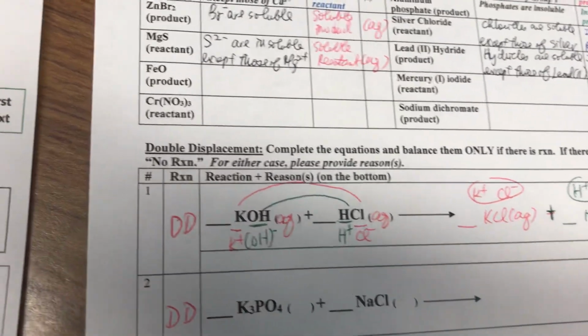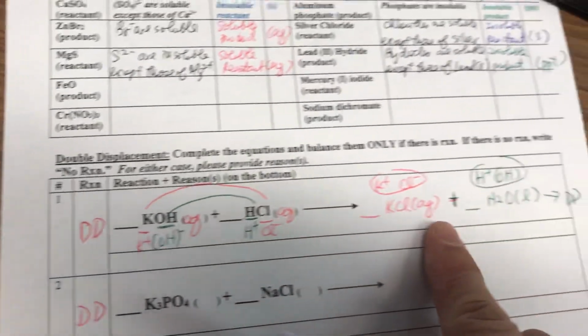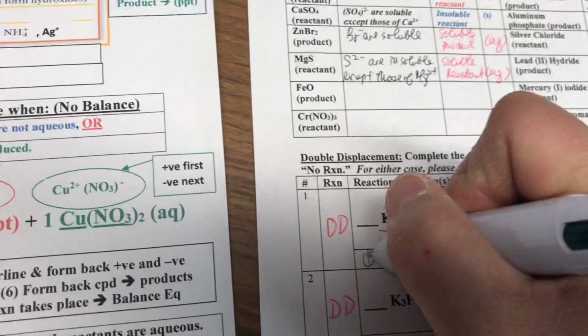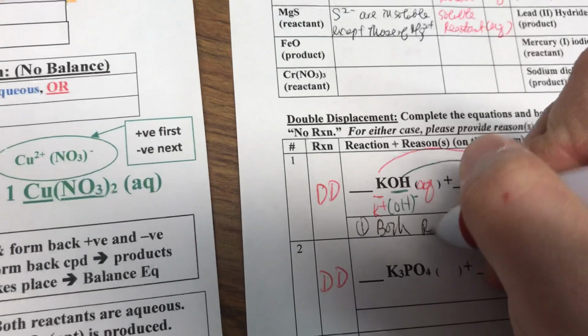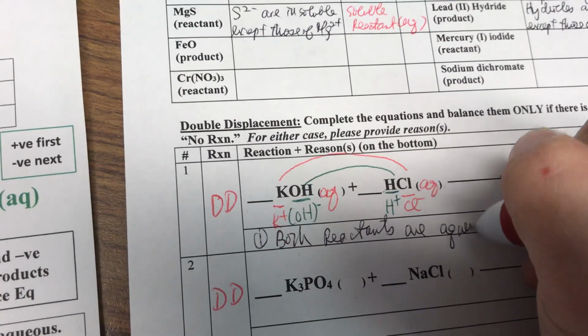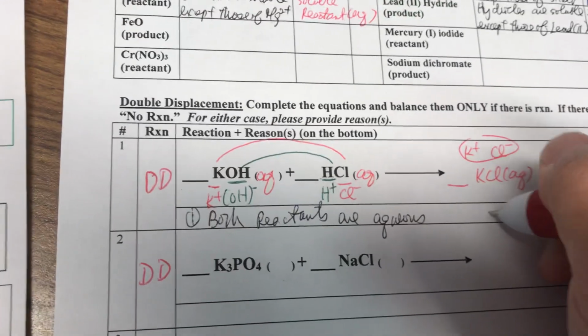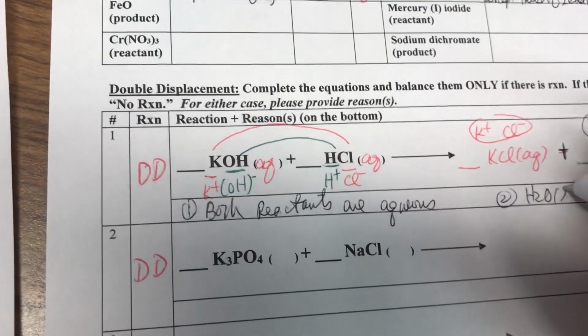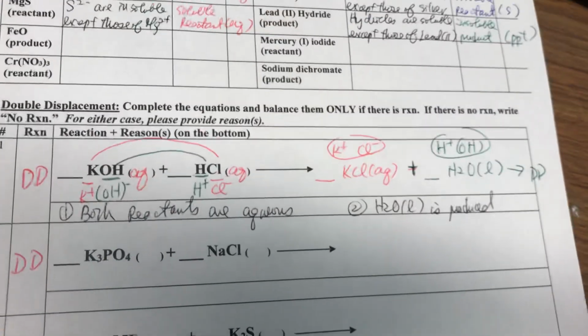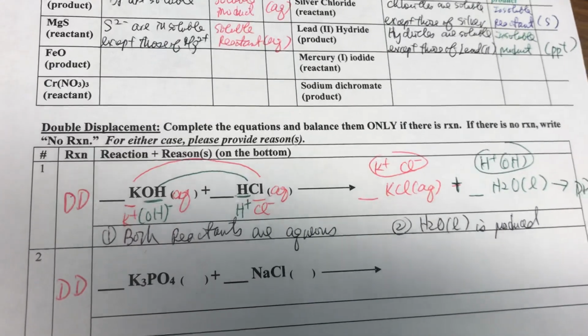Why? Because number one, both reactants are aqueous. Number two, water liquid is produced. So I'm going to use the flat pen to write down the two reasons. The reason you can actually copy from here, like get the idea. So number one, both reactants are aqueous. Number two, H2O liquid is produced. So based on these two, we say that, okay, reaction took place.